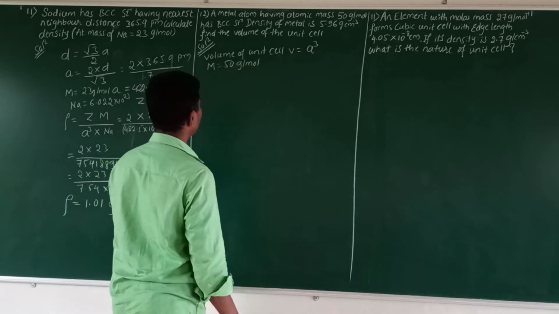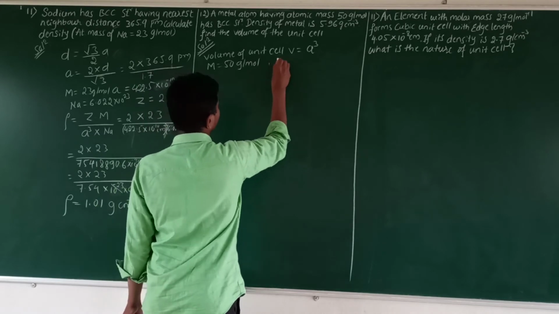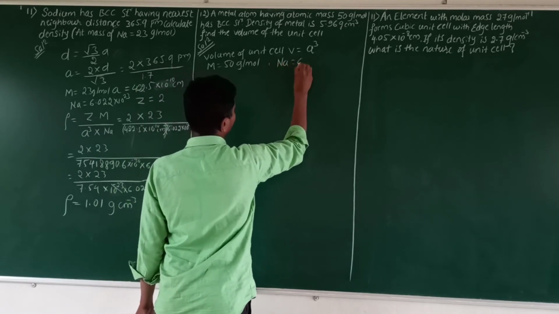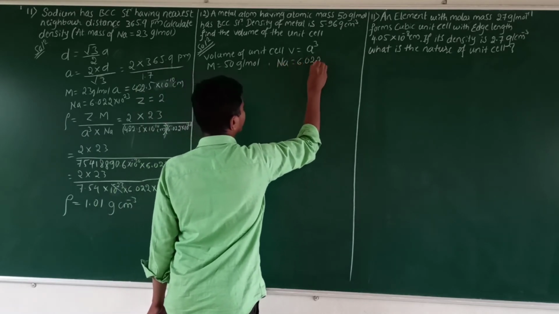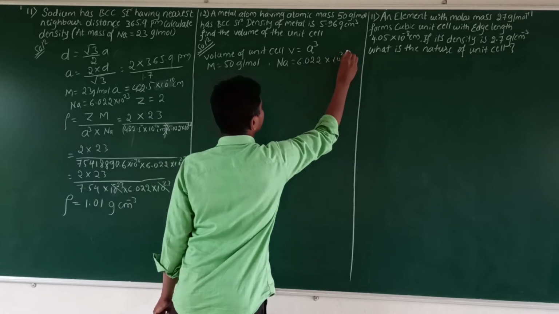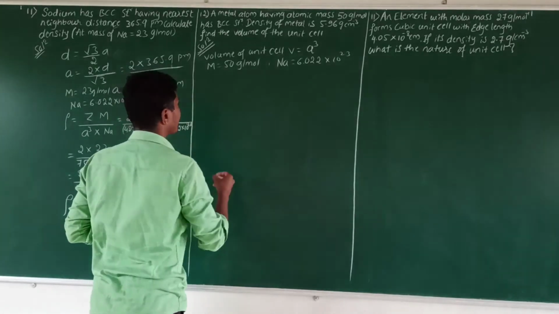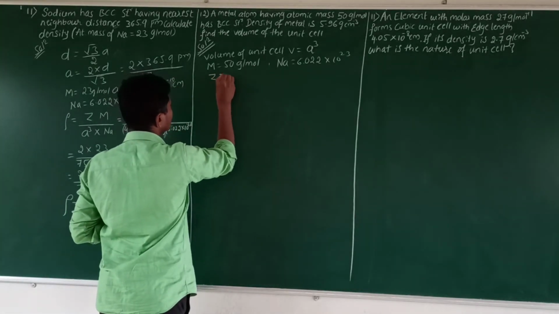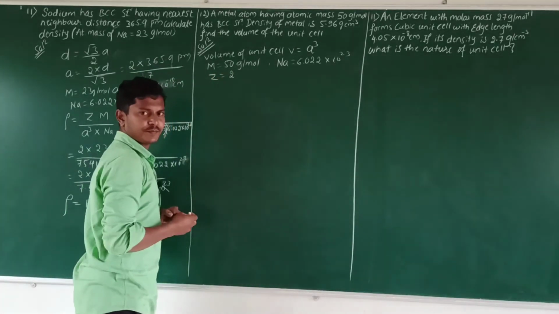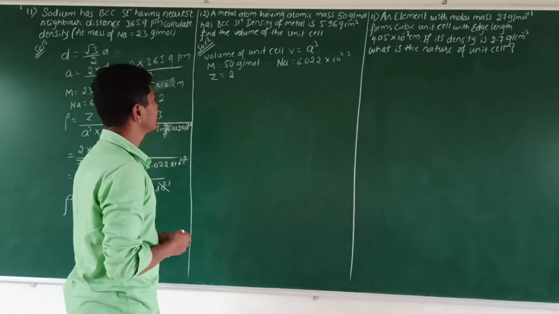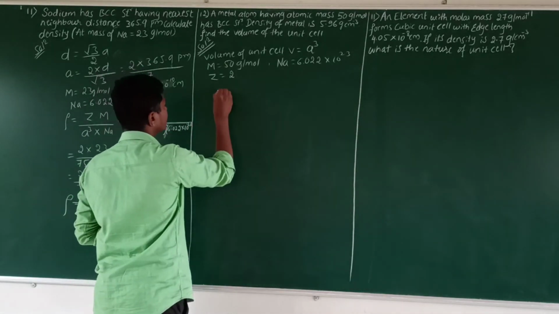50 gram per mole. Avogadro number, it's understood, is 6.022 into 10 to the power 23. In a BCC unit cell, Z is equal to how much? 2, isn't it? We are solving so many problems on this. Okay, what is the formula of this?